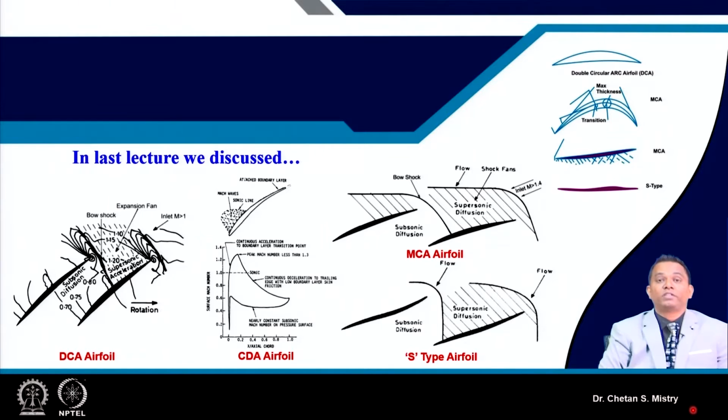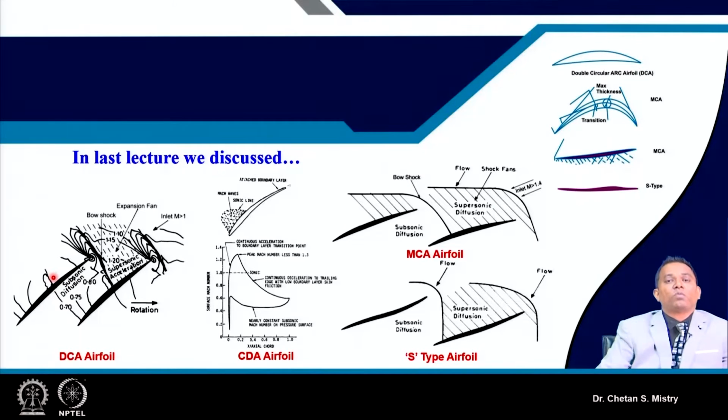In the last lecture we were discussing the different kinds of aerofoil used for transonic compressors, namely double circular arc aerofoil, controlled diffusion aerofoil, multiple circular arc aerofoil, and S-type aerofoil. We were discussing how the flow behaves when we use such aerofoils.